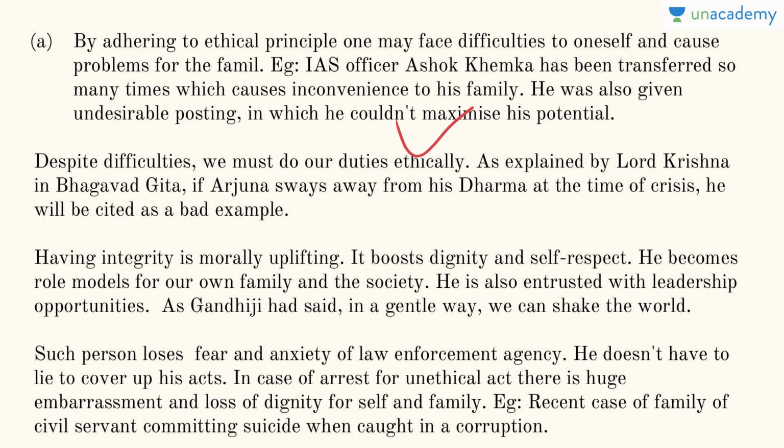Like Lord Krishna said in the Bhagavad Gita, if you have to do your duty, and at the time of crisis you go away from dharma, it is a very bad example. If you just have integrity, it is considered morally uplifting. It boosts dignity and self-respect, and he becomes a role model for our own family and the society. And he is also entrusted with leadership opportunities, and as Gandhiji had said, we can shake the world even in a gentle way. Such a person loses the fear and anxiety of law enforcement agencies. He doesn't have to cover up.